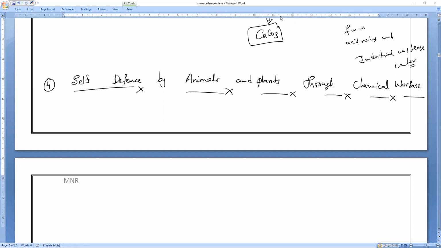All these things are self-defense against predators. Even some plants, you can notice, if you touch them, immediately cause an allergy on our hand. So that is self-defense by animals and plants through chemical warfare. We will discuss in detail what acid plants secrete, and what acid or base animals secrete when fighting their enemies, in tomorrow's class.